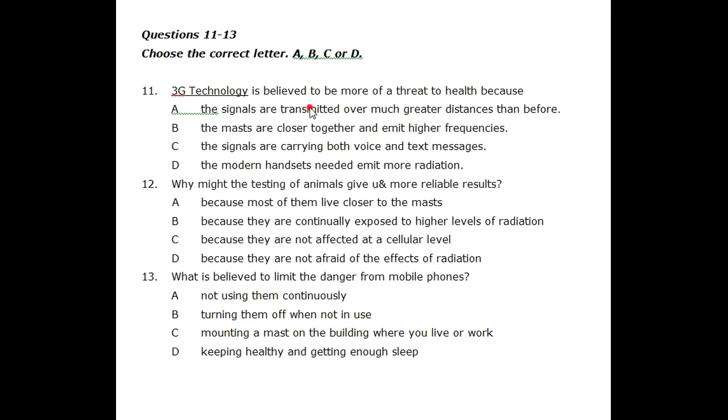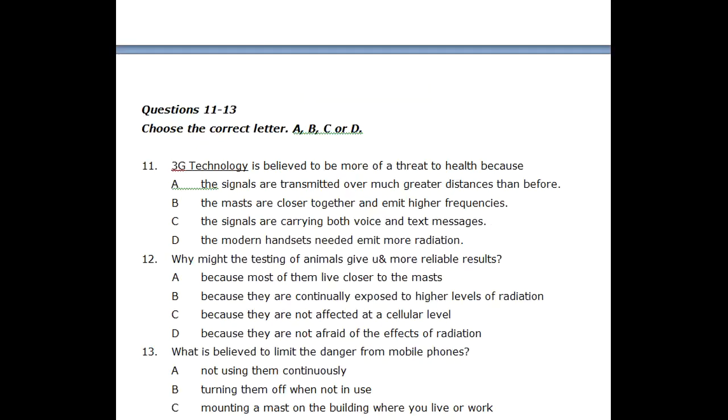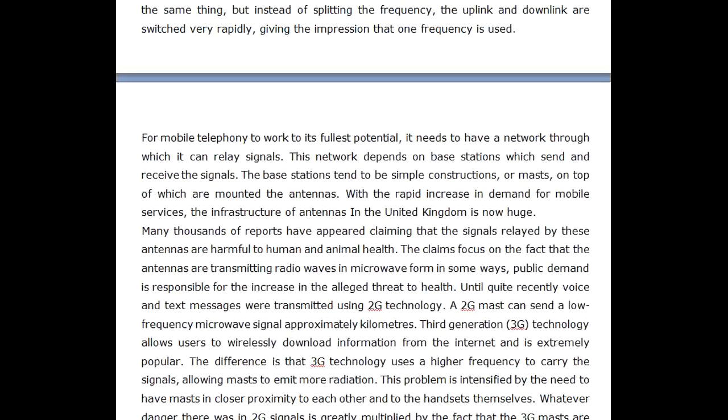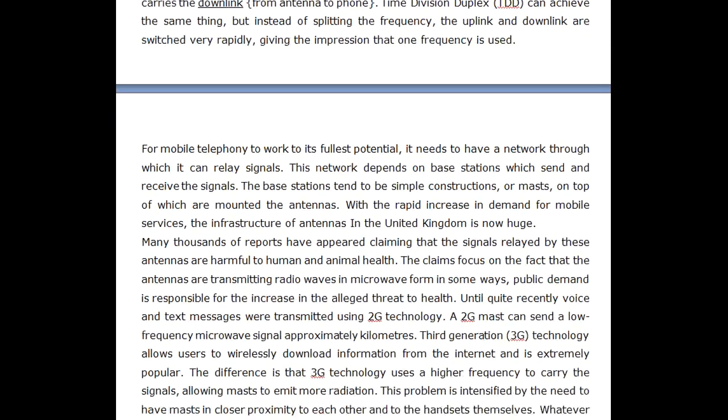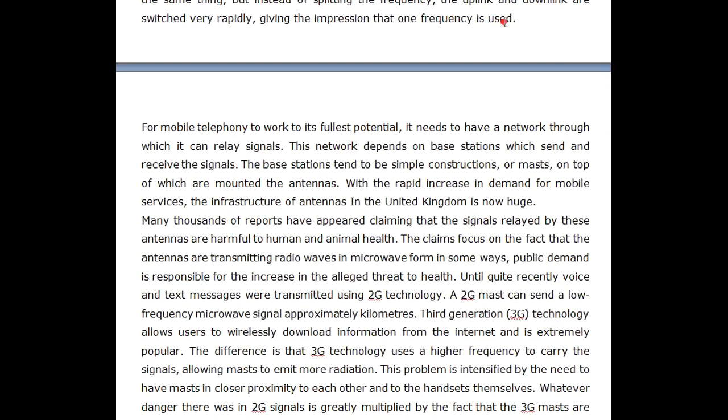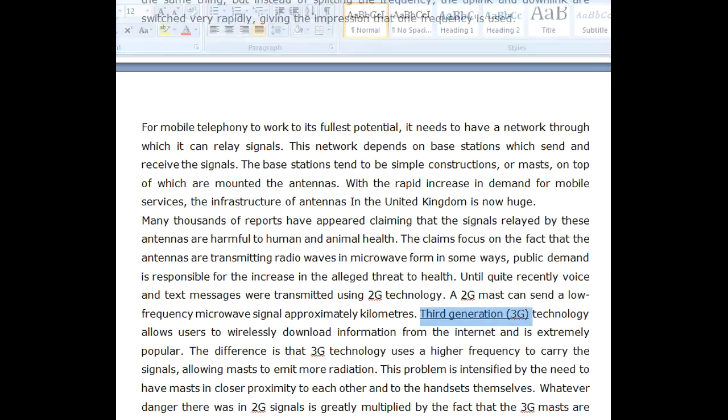So let's start with the first question. 3G technology is a keyword, believed to be more of a threat to health. So first I have to find 3G technology, then I have to find why it is a threat to health. Okay, let's go back. Where should I begin? We should begin from here because we have done everything up to this point. So I'm looking for 3G technology, right? So I've got 2G, so 3G I've got. So my keyword is here. Now I need to find why it is a threat to health. So the next keyword might be health or threat to health or something.